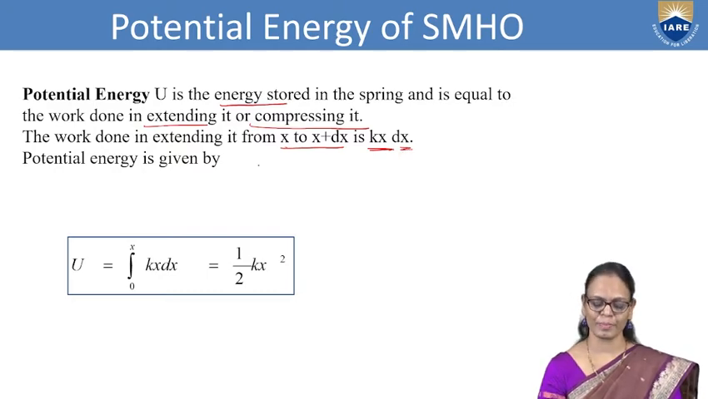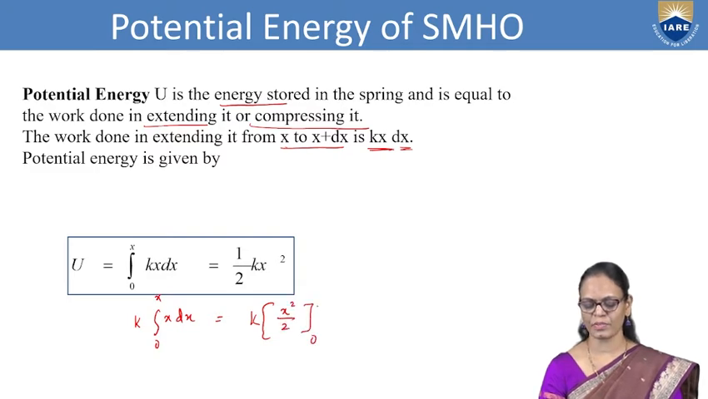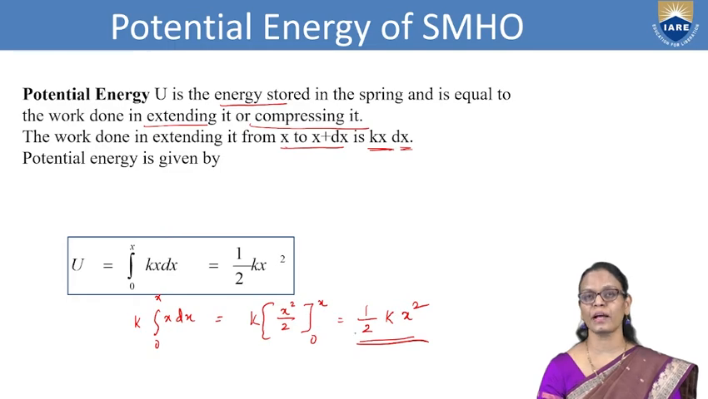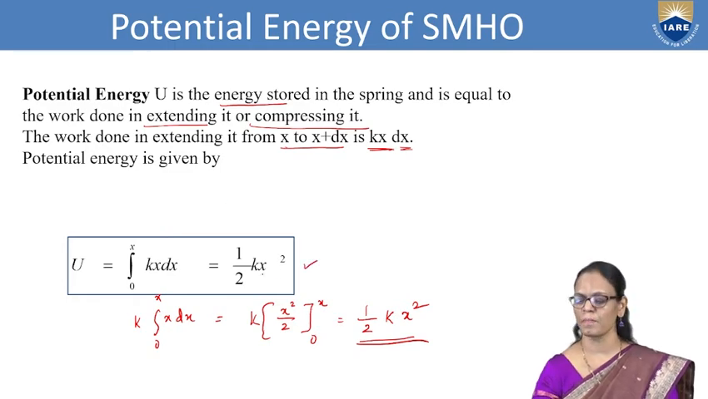So the potential energy will be given by the integral from 0 to x of kx dx. You keep the constants outside, so you can write it as k times the integral from 0 to x of x dx. The integral of x dx will be k into x²/2 within the limits 0 to x. Upper limit minus the lower limit, I can bring 2 outside, ½kx² - 0. So it gives only ½kx². This is how you derive the expression for the potential energy.